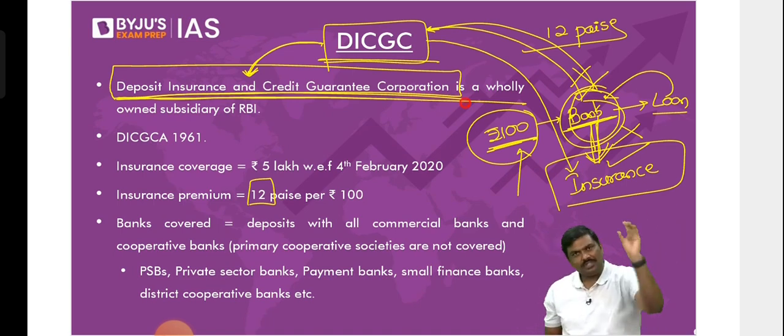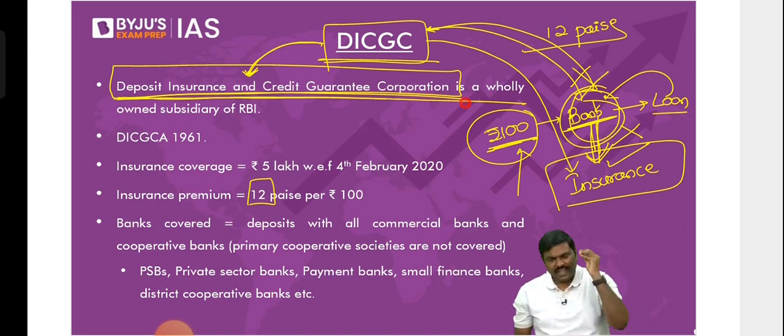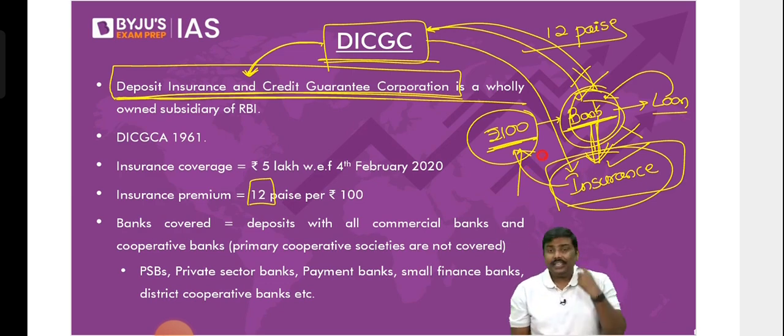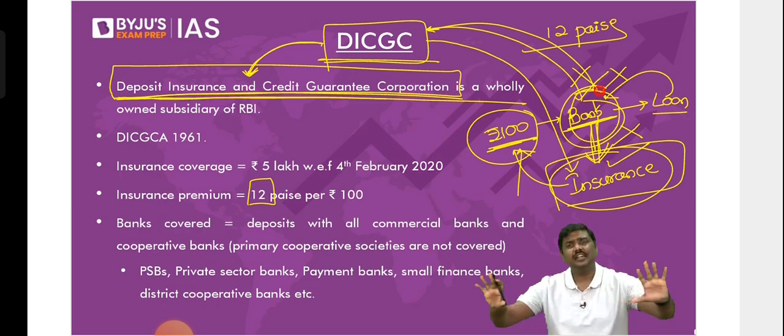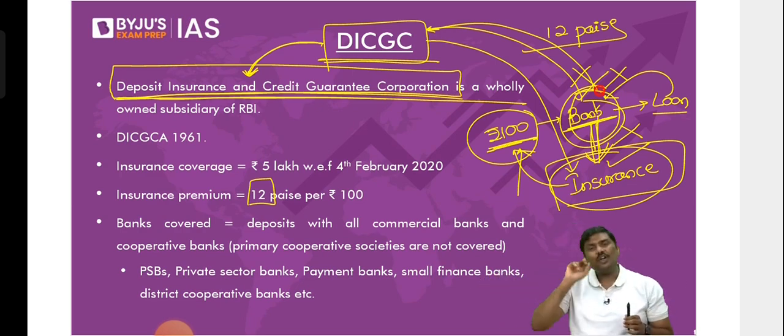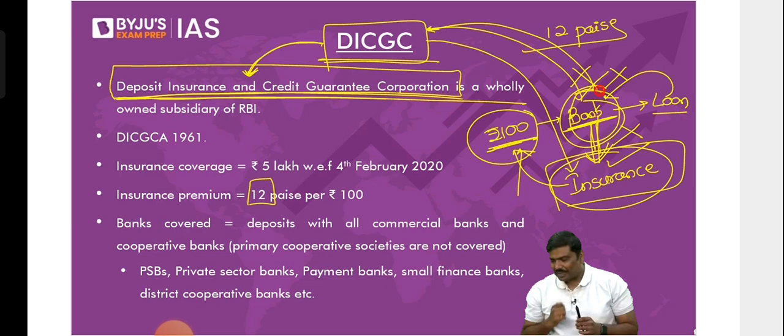The bank will pay certain premium charges to DICGC, and DICGC will provide insurance to your deposit. And the use of this is, if the bank fails, if the bank is shutting down, you are not supposed to be concerned. You don't have to be worried about your deposit. But there is a clause here. There is one important condition. What is the condition here?